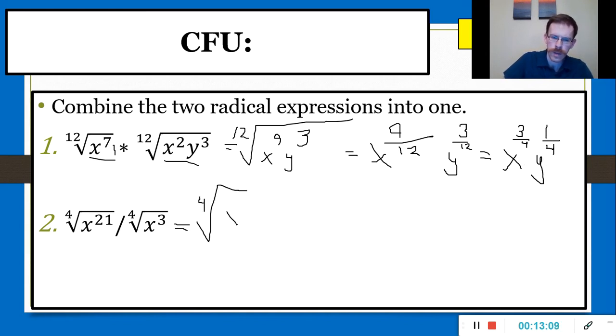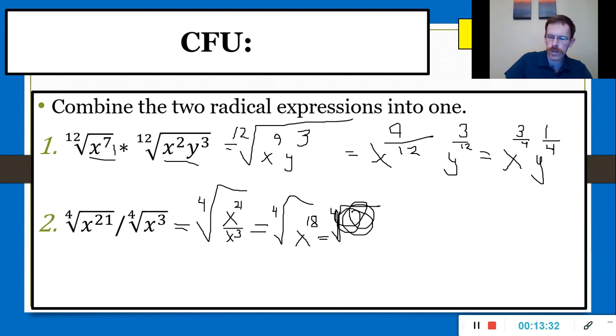Alright. Same thing with this division. That becomes x to the 4th power, x to the 21st over x to the 3rd. What's 21 minus 3? X to the 18th. Oh, I kind of wrote the same thing over and over again.